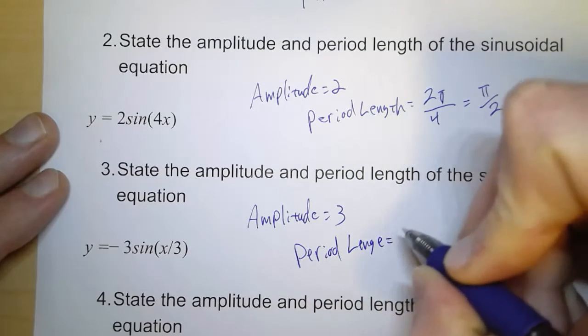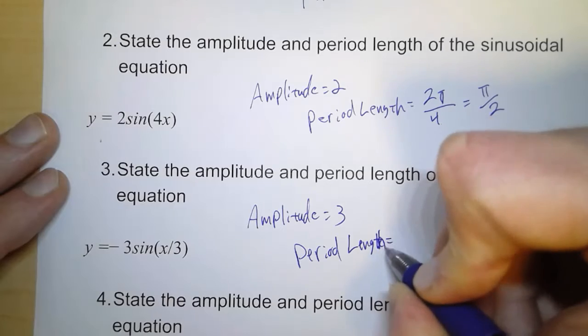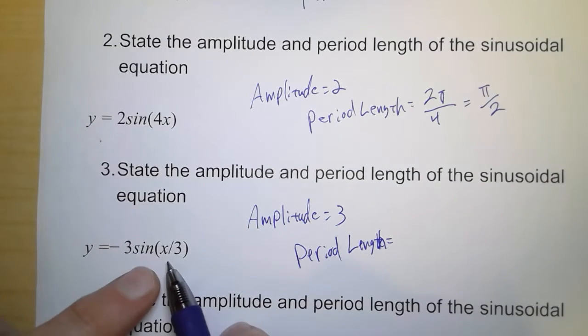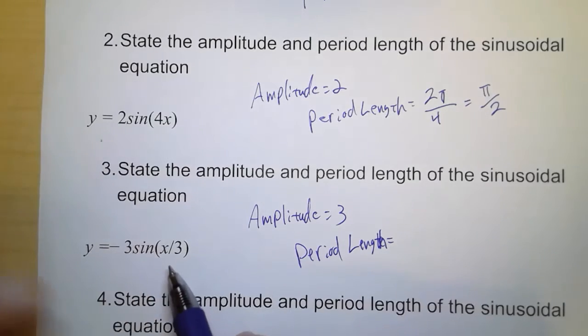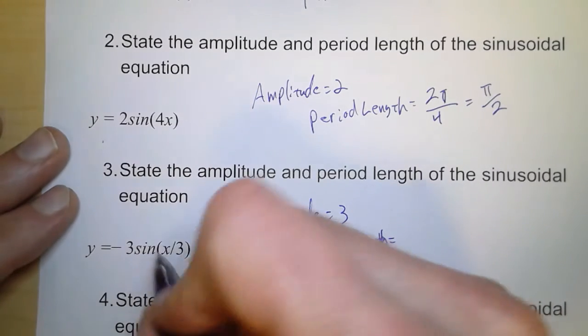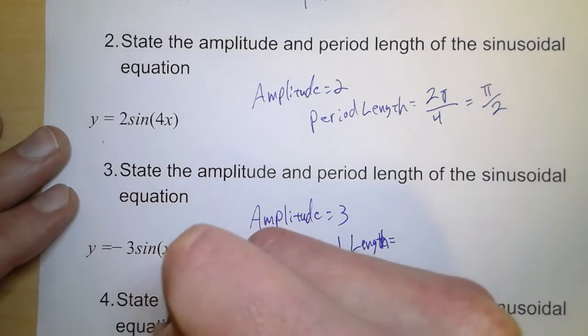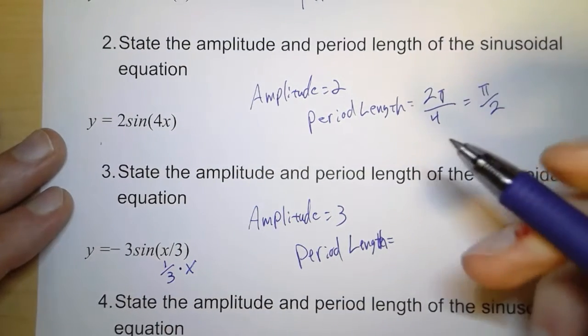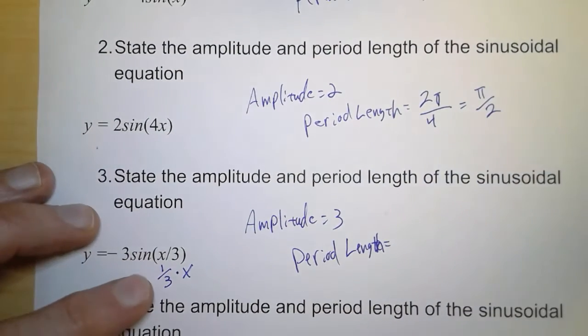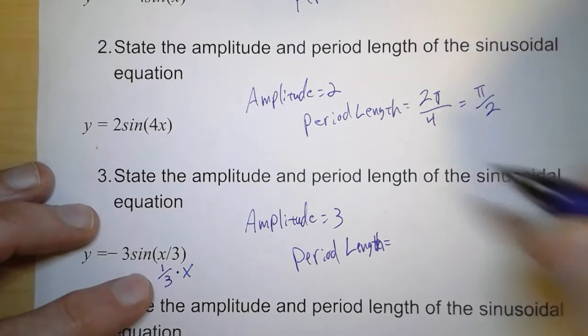And then our period length, well, we have 1/3 here. That's the number that's being multiplied onto x. Now, a lot of people see, well, you're dividing by 3. But what you really need to think about is what's being multiplied. And so you have to think of this as 1/3 times x. And so between 0 and 2 pi, there is a third of a full cycle.